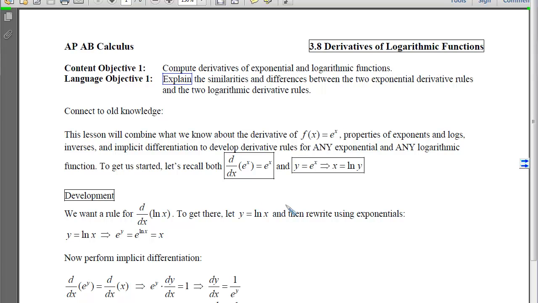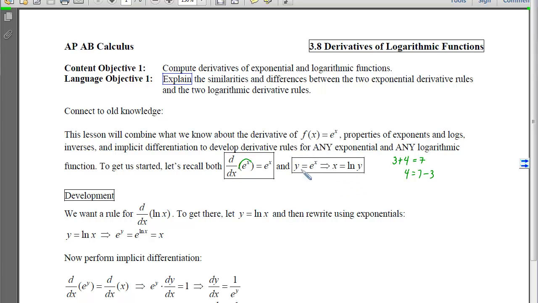So to get started, let's recall that if I take the derivative of e to the x, I just get e to the x. It's exactly the same thing. Let's also recall from pre-calculus that if y equals e to the x, that's the exact same thing as saying x equals the log natural of y. It's kind of like if I have 3 plus 4 equals 7, I can do the inverse operation of addition and get 4 equals 7 minus 3. So this exponential and a log of base e are inverses of each other. So this has the exact same information in it as this expression here.